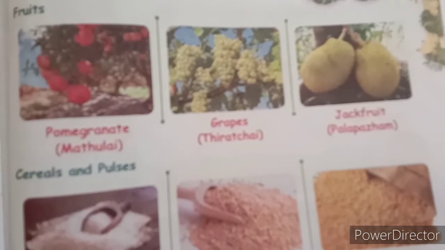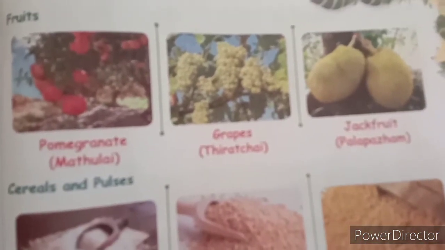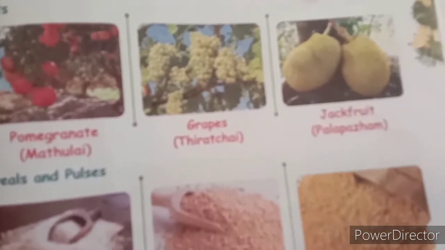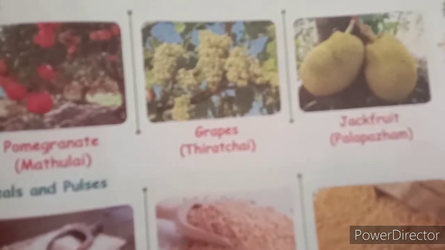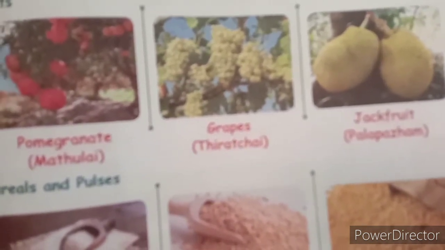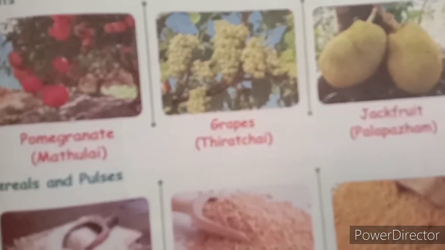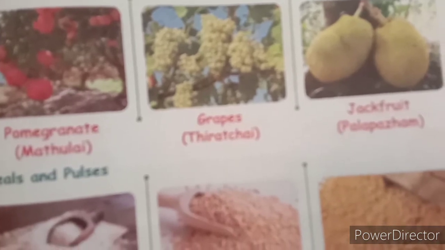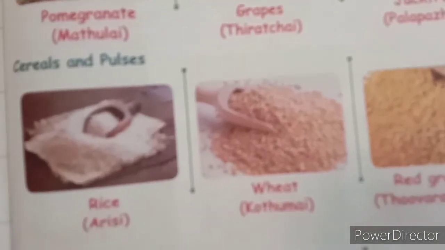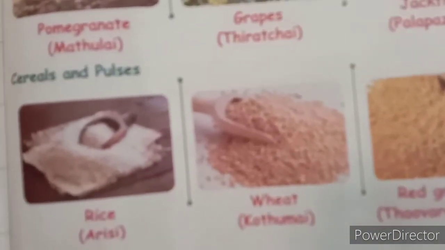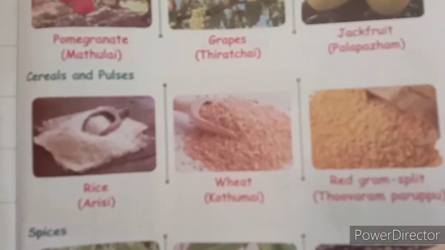Take page number 101. There we are going to see first one, fruits. Last page, in page number 100 we saw what? Vegetables. Now we are going to see fruits. See there, pomegranate, grapes, jackfruit. Pomegranate means what? That is madulai. Grapes means dracha. Jackfruit means palapazham. Other fruits are there, you know that, orange, apple, lot of them, strawberry. Okay, now in this book you can see pomegranate, grapes, jackfruit.